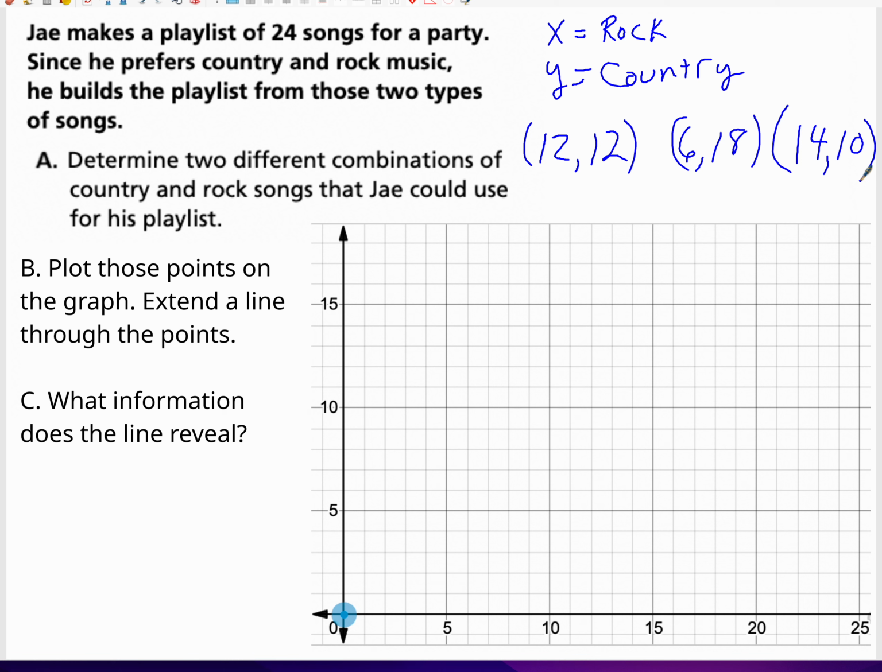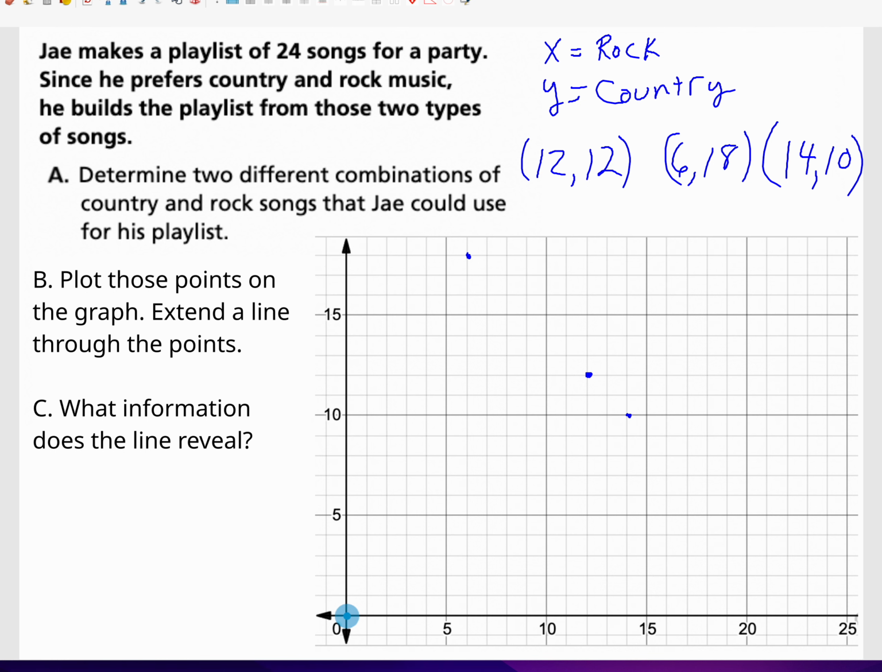So 12 is going to be right there. And 6 and 18, so 6, that's 15, 16, 17, 18 is right there. And 14 and 10 is right here. Do we expect this to make a straight line? Yes, we do expect it to make a straight line, okay? And we can do that with a straight line tool on my handy dandy graphic tool here.